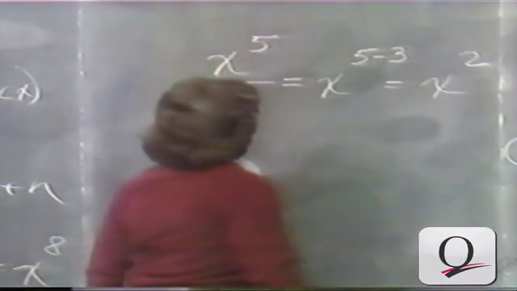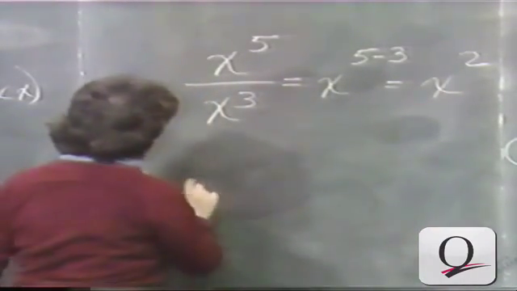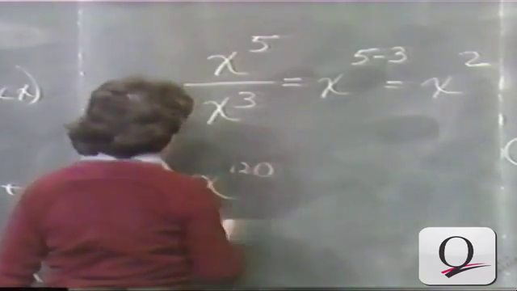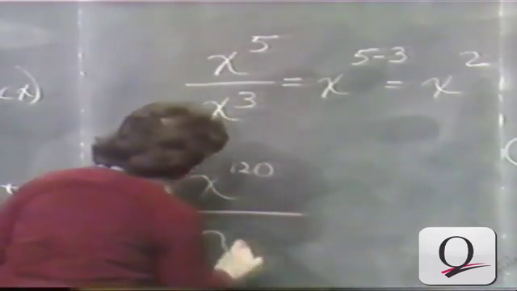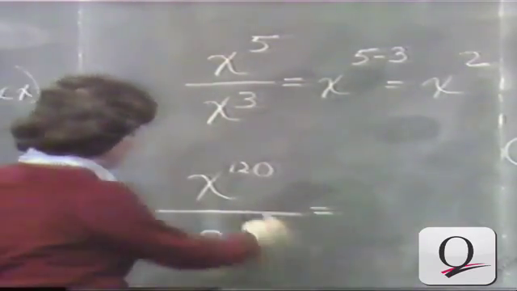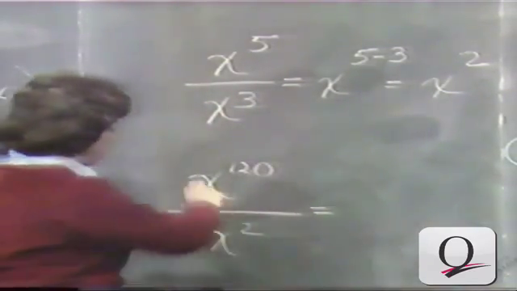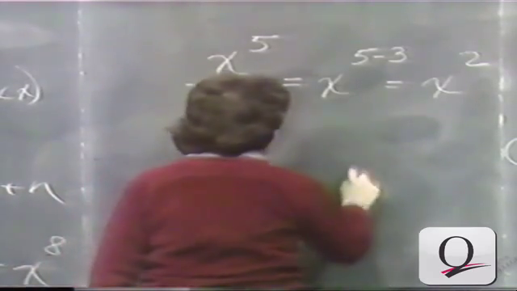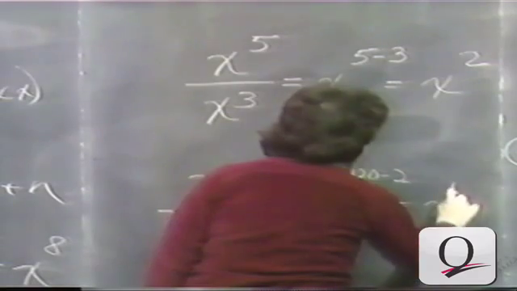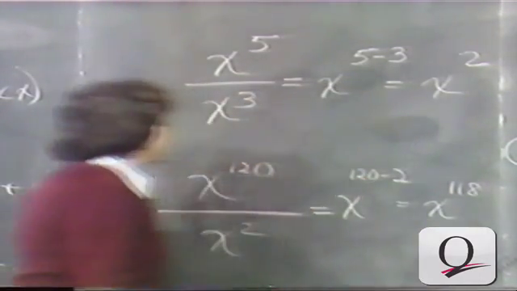power. Okay, you can imagine the difficulty if you were going to handle, say, x to the 120th power over x squared. You don't want to write down x times itself 120 times and then divide by x squared. It's easier to say simply x to the 120 minus 2 or x to the 118th power.